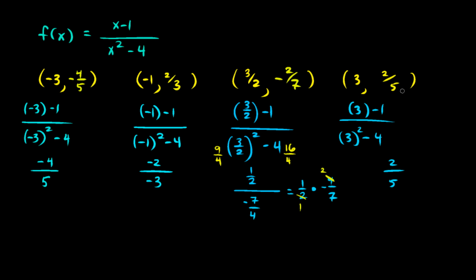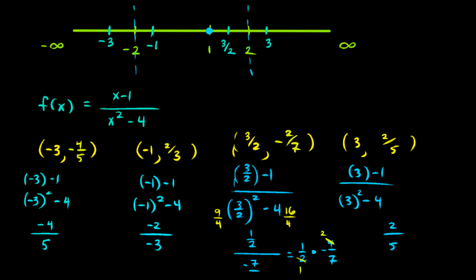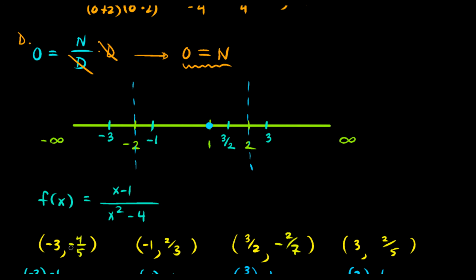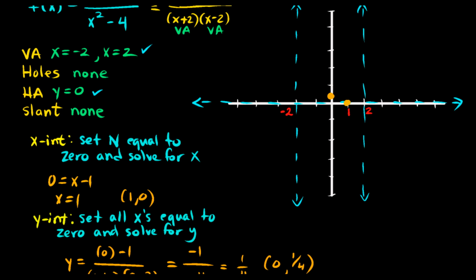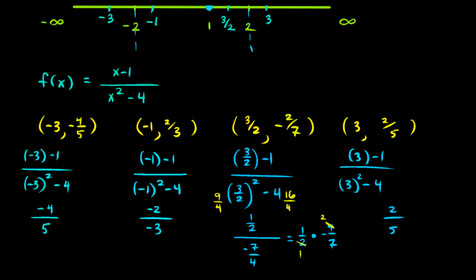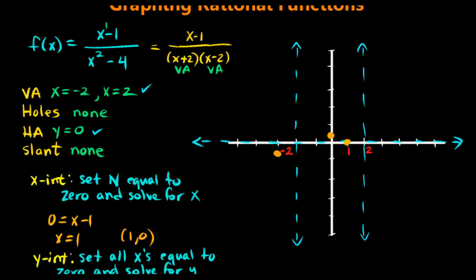So we're going to take these 4 points and we're going to plot them on our graph. So negative 3, comma, negative 4/5. Negative 4 over 5 is negative 0.8, so I'm going to have it right around here. The next one we had is negative 1, comma, 2/3. So 2/3 of the way up, right over here.